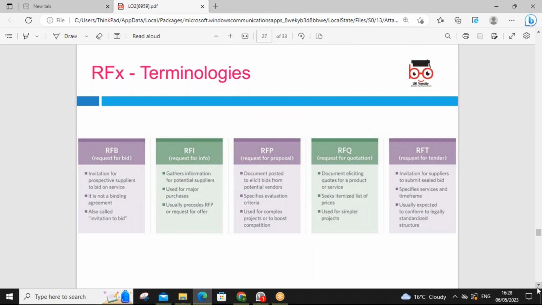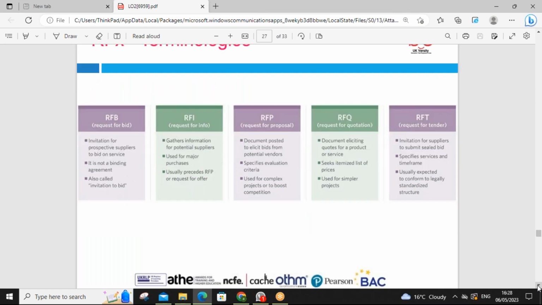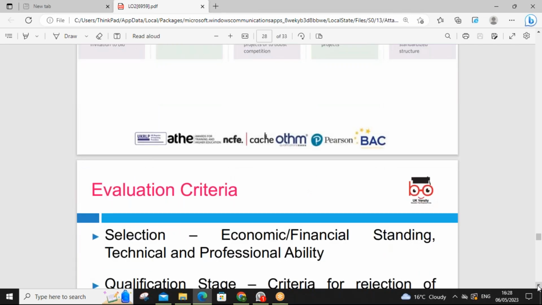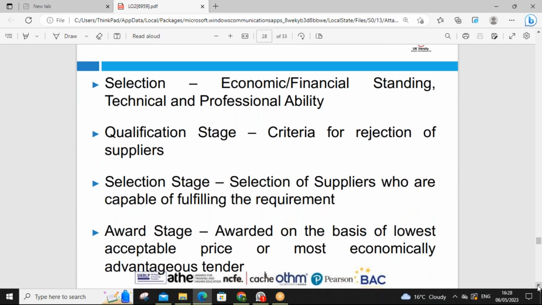And then we have key terminologies, like I discussed Incoterms as well, which we look at in international trading. RFB, we can request for bid. RFI, request for information, request for proposal, and we can look around request for quotation, and then the request for tender. For these we need invitation letters, gathered information, and documents posted. So we need to follow the steps. So selections and economic, financial standing, and technical and professional ability.